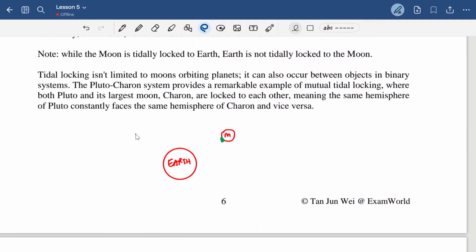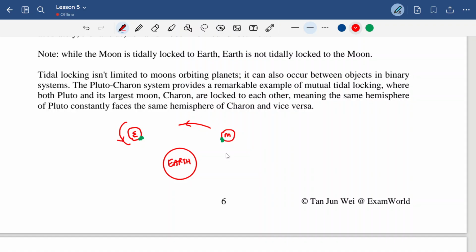Let's copy, paste. And at this point, this is where the moon is. The green side will face Earth. You can see that the moon moves in this direction, for this case, okay? At the same time, the moon also rotates about its own axis.